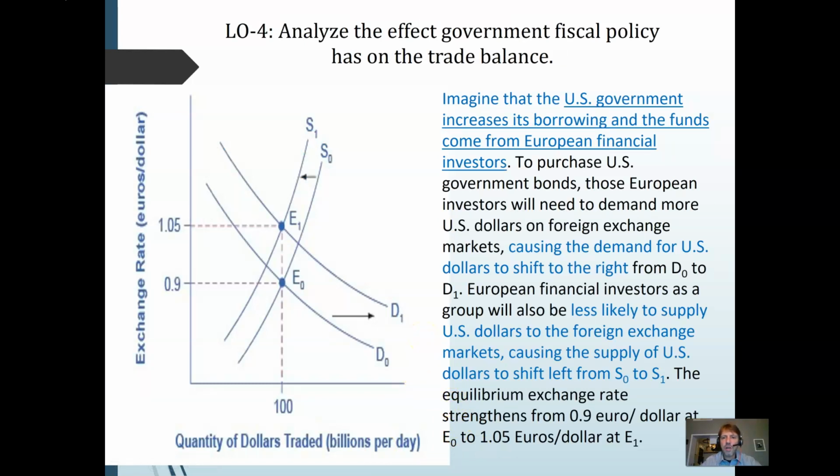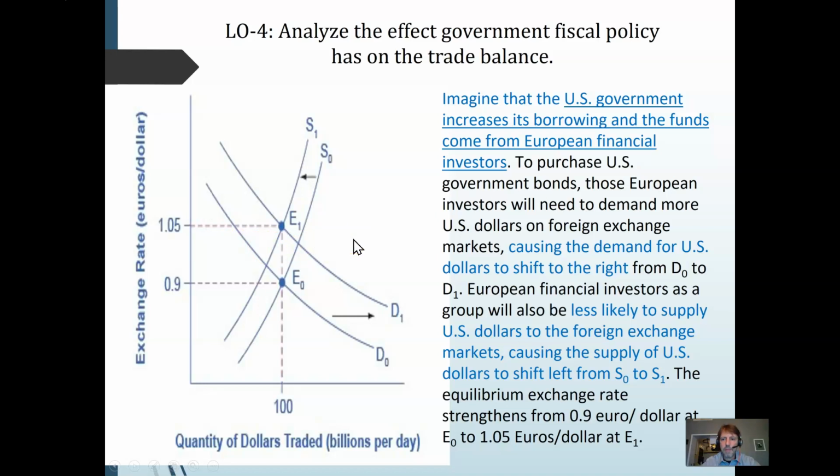Now imagine that the US government has increased its borrowing and that the funds come, in this case, from European investors. To buy those government bonds, the investors will need to demand more US dollars on the foreign exchange market. That's how they pay for the bonds, the debt being issued by the US government. And that will cause the demand for US dollars to shift right, to increase. And that alone, if we had done that, we would have ended up at this equilibrium point with more dollars demanded at a higher price.